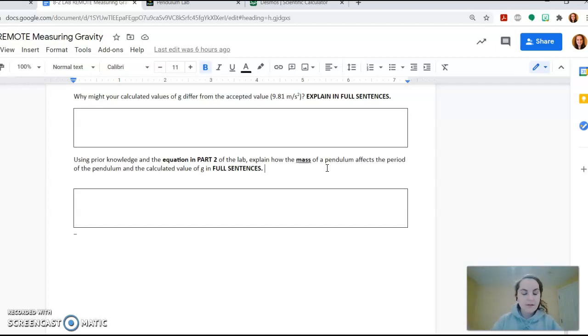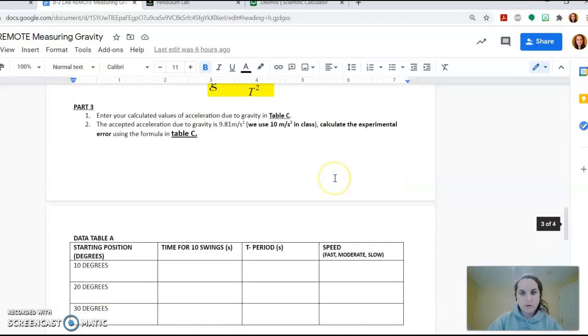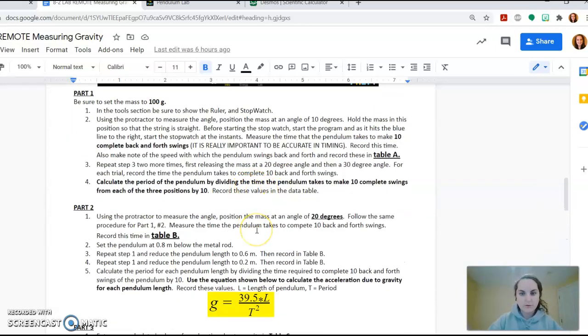But just remember that the directions tell you everything. All right, so if you're wondering what you need to do, it's all in these procedure sections.